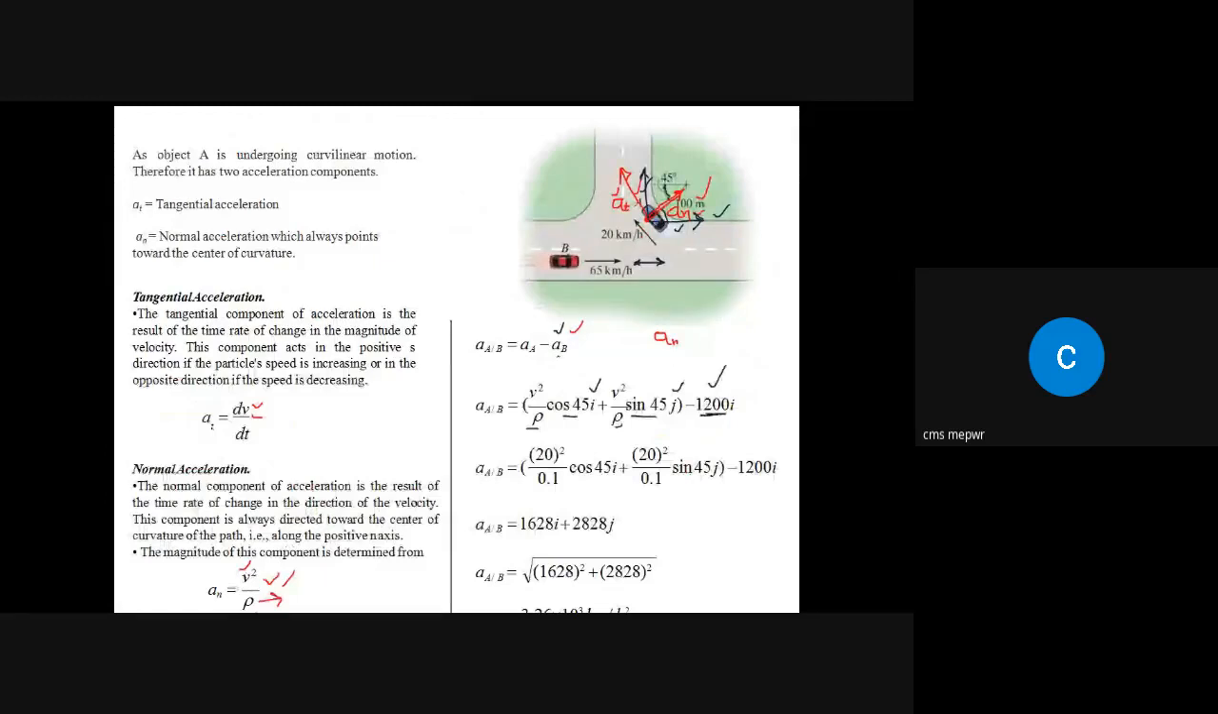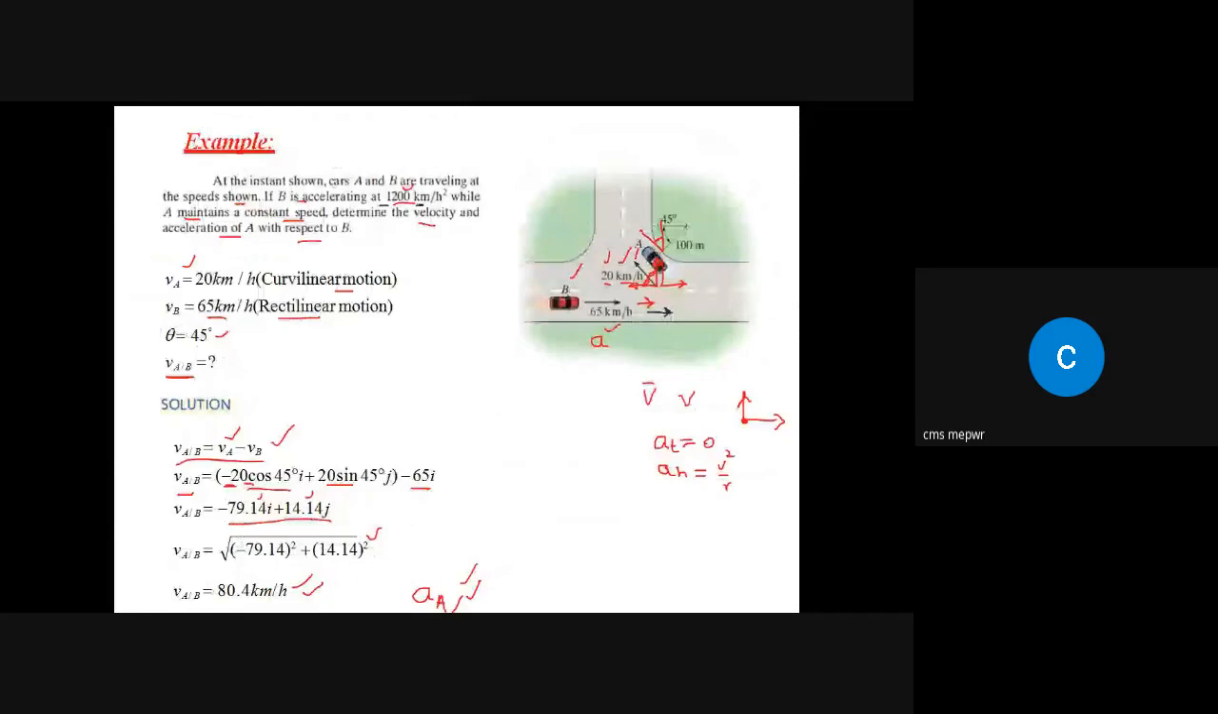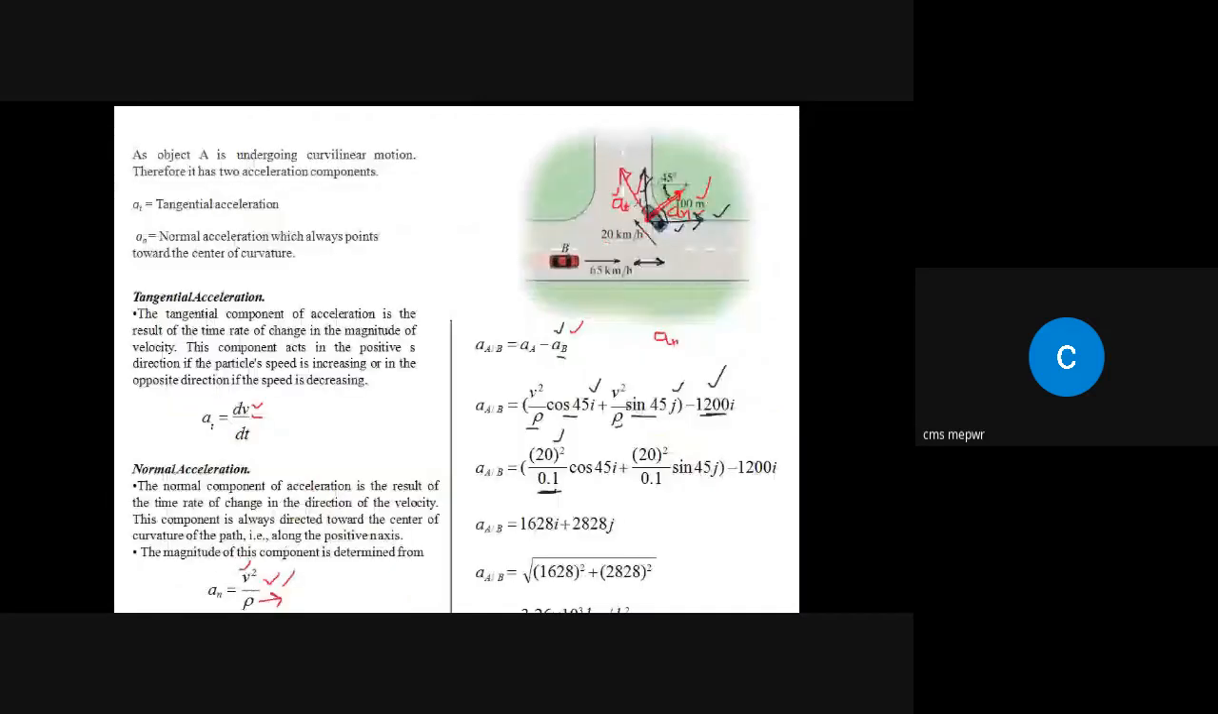So when you put v square equal to 20 and rho as 100 meter, remember the values that we are using over here are in kilometer. The acceleration is in kilometer per hour square, the velocity we have is 65 kilometer, and the velocity that we have is 20 kilometer. But the radius is 100 meters, so to convert it into kilometer it becomes 0.1 kilometer. Velocity is already given as 20. This is the angle as it is, and this is 1200 i. So when you solve it, you will get this factor.